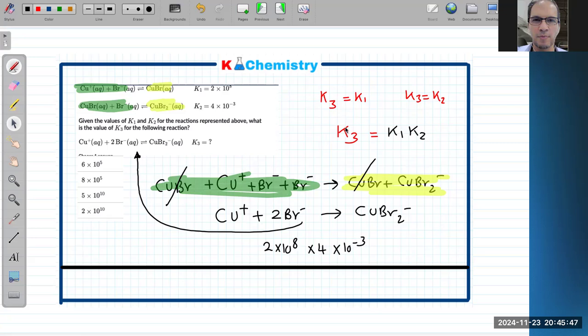So I have 2 and 4 and 10 to the power of 8. That's equal to 8 multiplied by 10 to the power of 5.